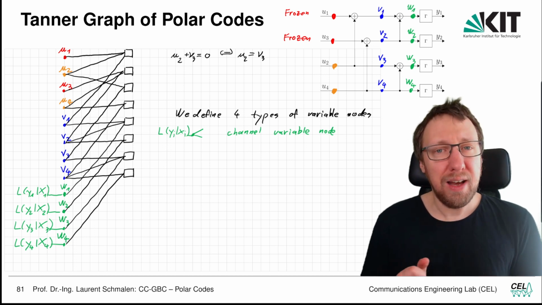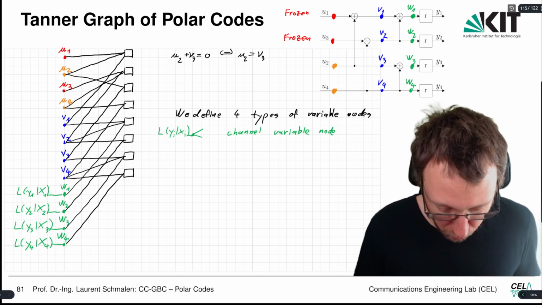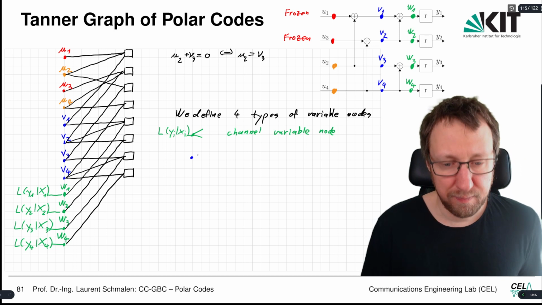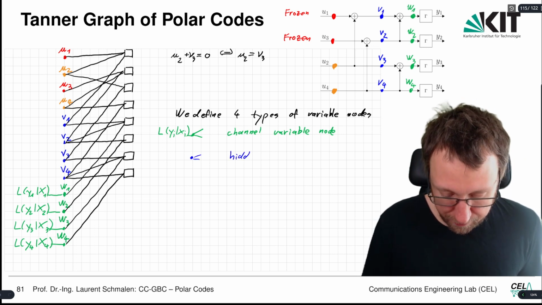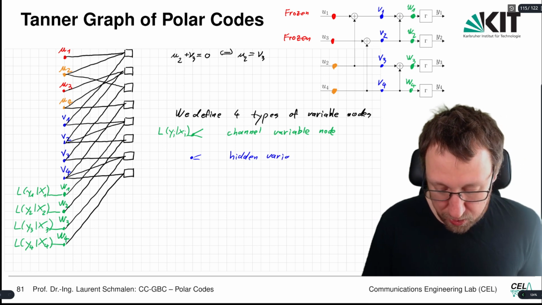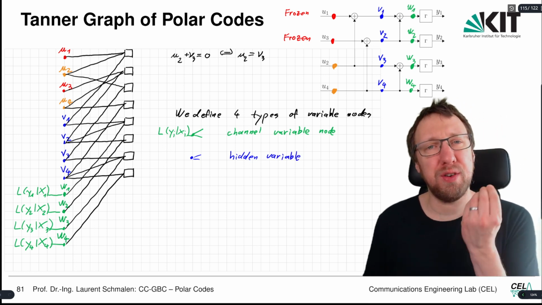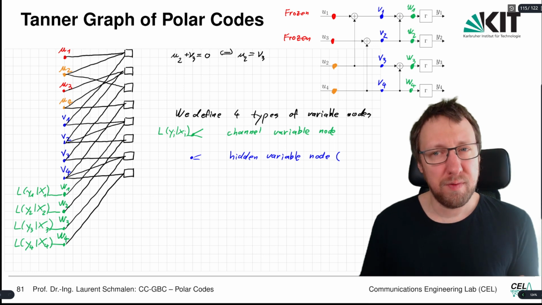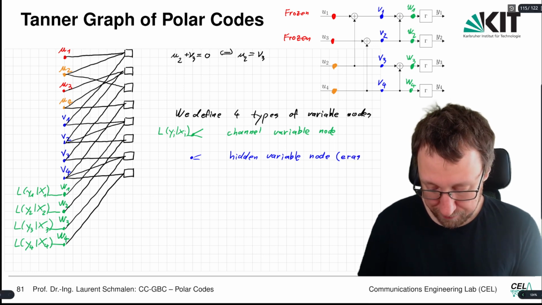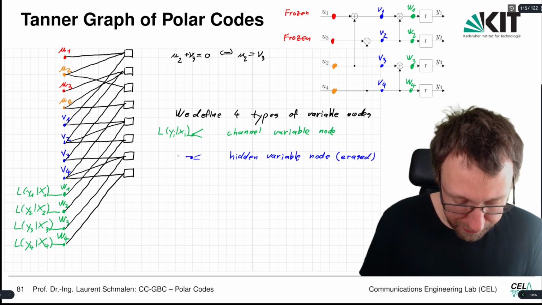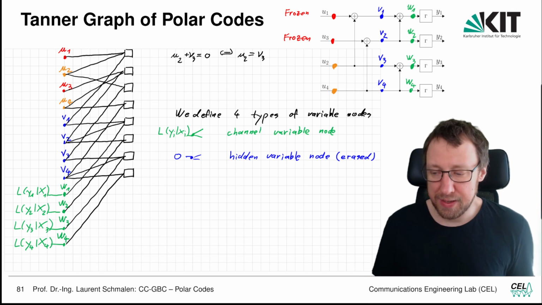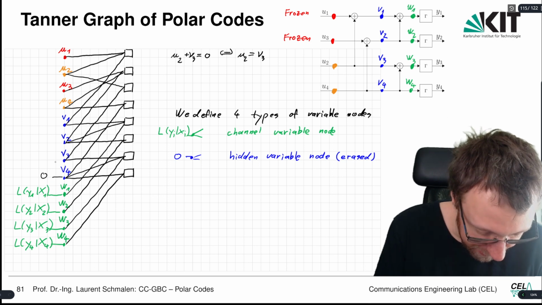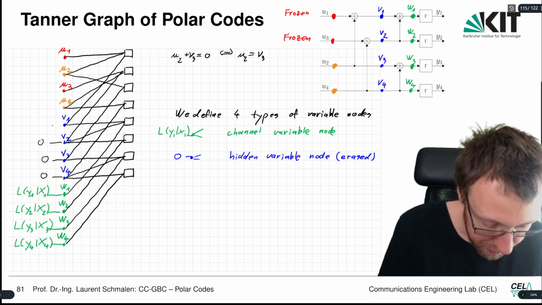So what do the other variable nodes get? So let's look at the blue ones. The blue one is a hidden variable node. It's not connected to the channel. We don't make an observation for this variable node. And so we don't know its value, which means we have to assume it is erased. And if it's erased, the channel-related log likelihood ratio of this guy is equal to 0. So this one, they will get a 0 as a channel message.